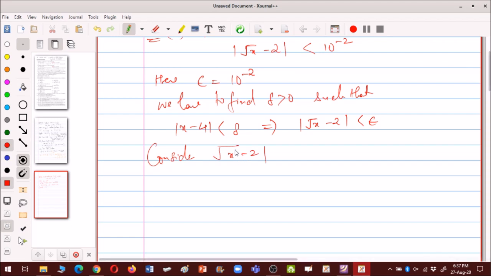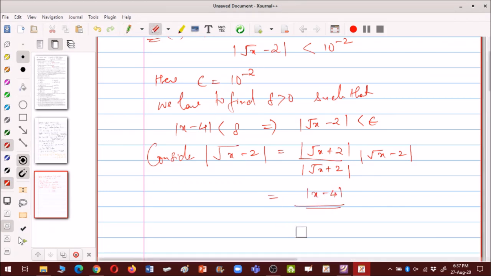So let me consider root x minus 2. I will try to express this in terms of x minus 4. So for that, I will multiply and divide by this, so this will be equal to x minus 4 upon root x plus 2. Since this is in terms of this, I want to replace this by some constant k, so I want to express this as k times x minus 4. So I have to take some bound on x minus 4.